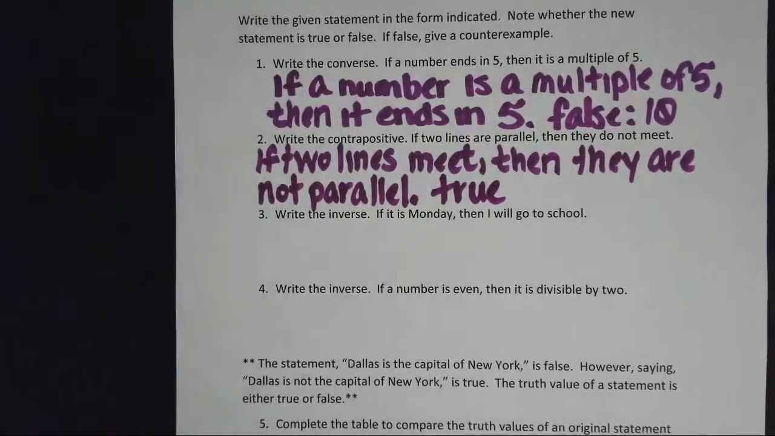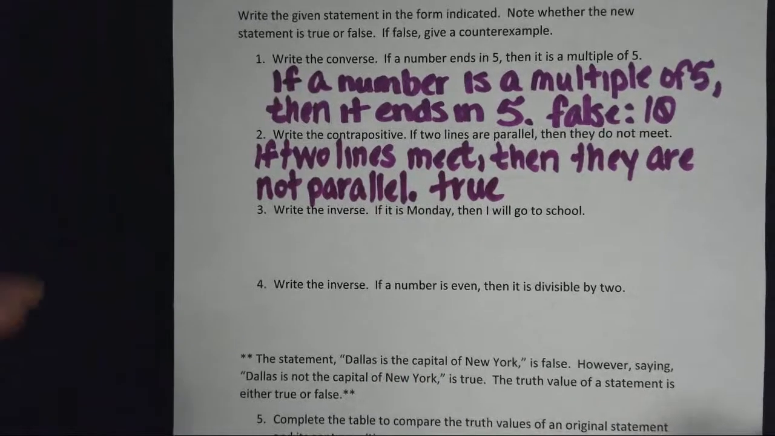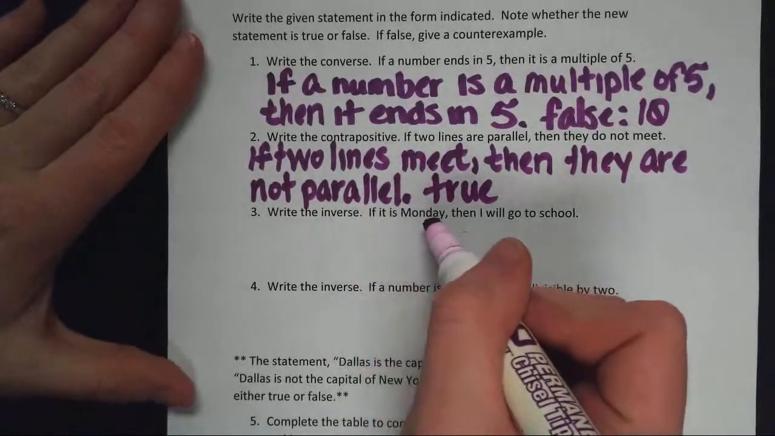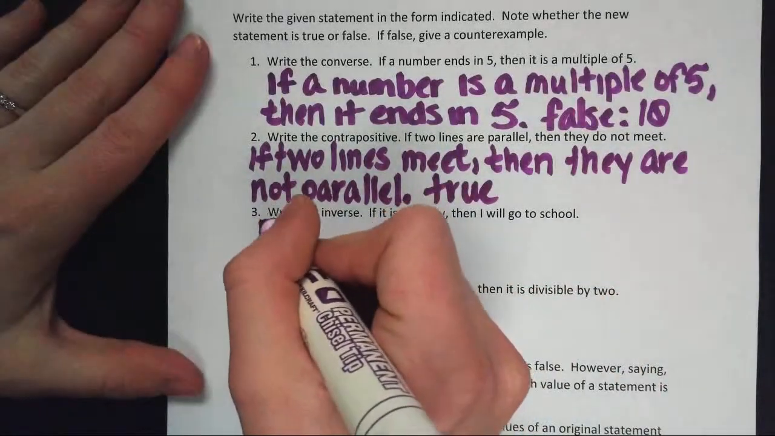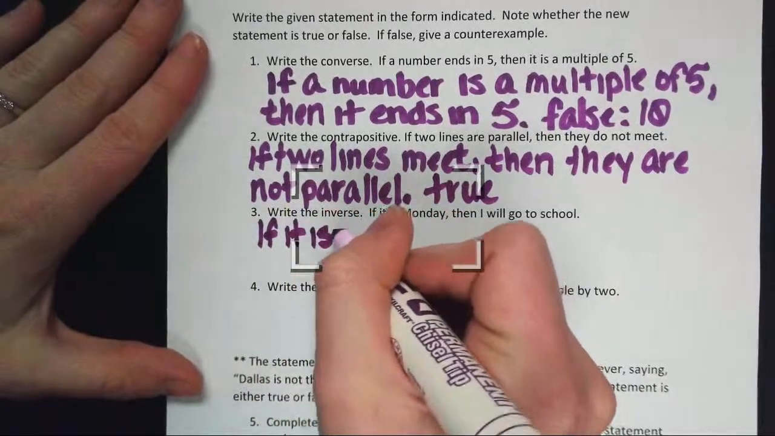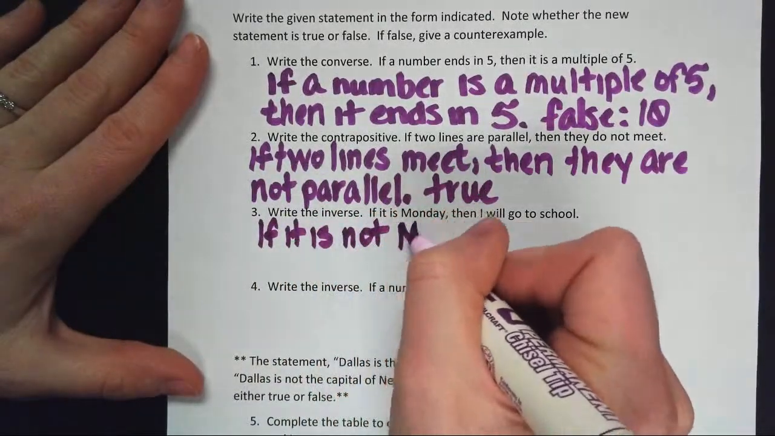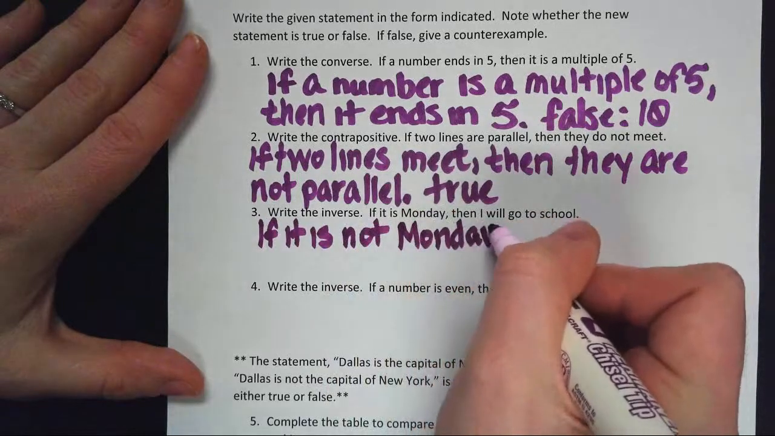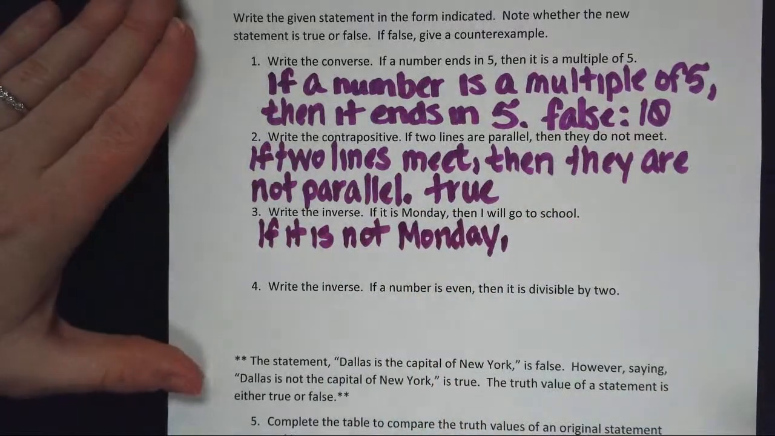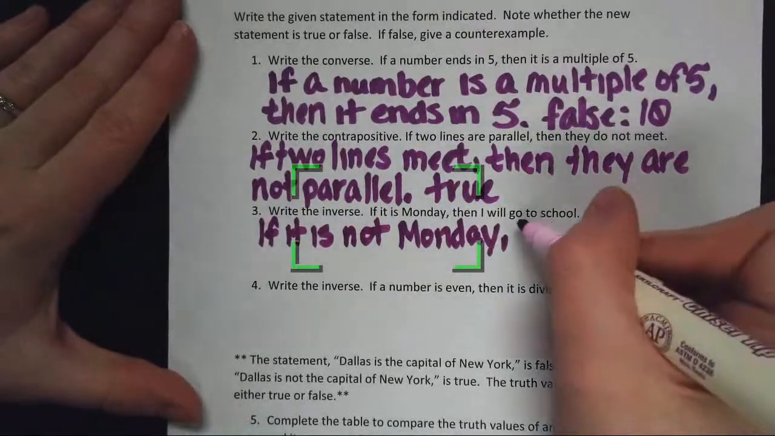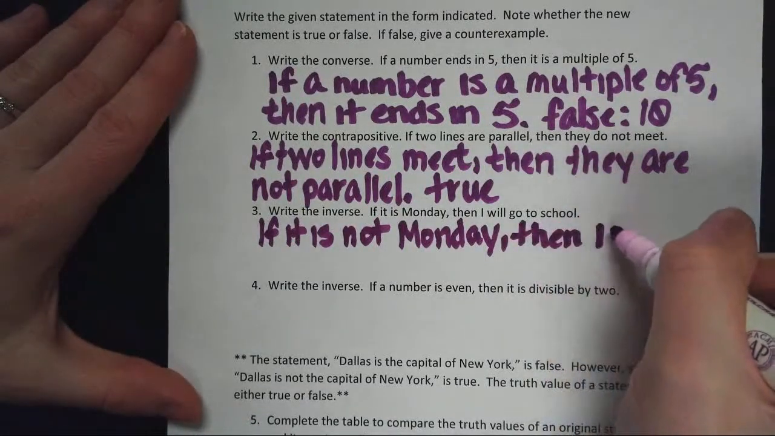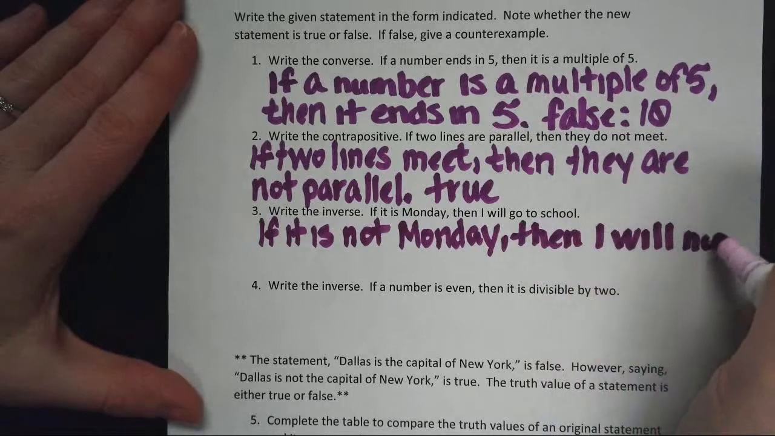Number 3, we want to write the inverse of the statement. And the inverse, remember, means we are just negating the hypothesis and conclusion. So there's no switching here, just negating. If it is Monday, then I will go to school. So my hypothesis is if it is Monday, and I want to write the opposite of that. So I will write if it is not Monday. And my conclusion is then I will go to school, and I want to write the opposite of that. So I would say then I will not go to school.